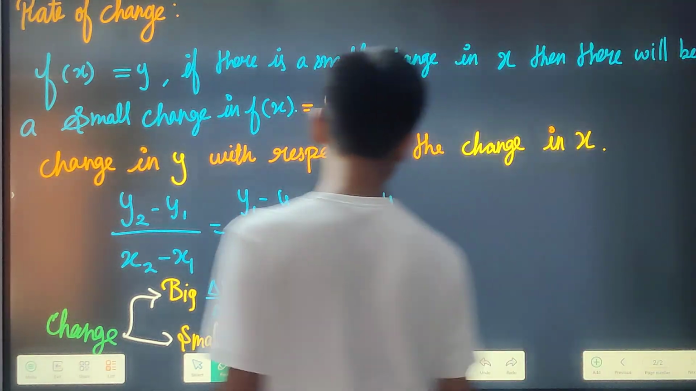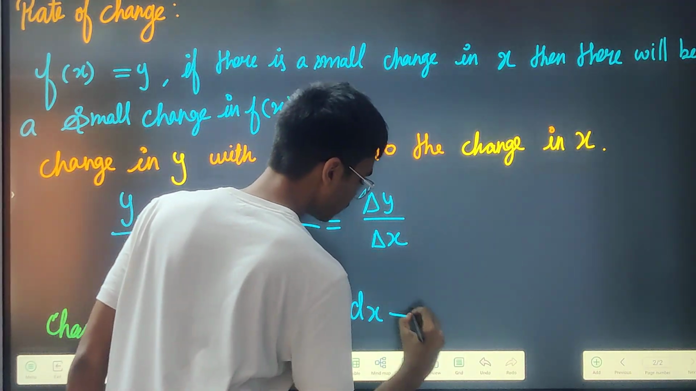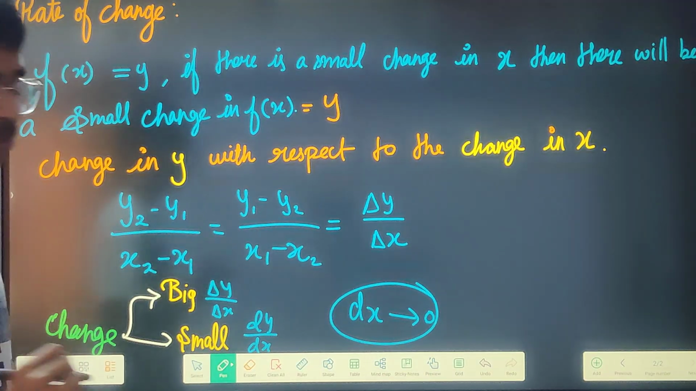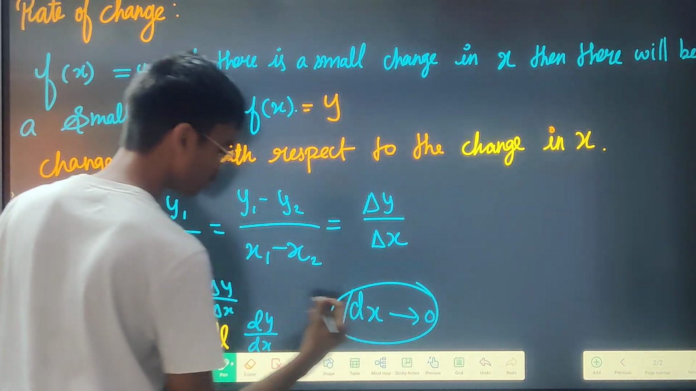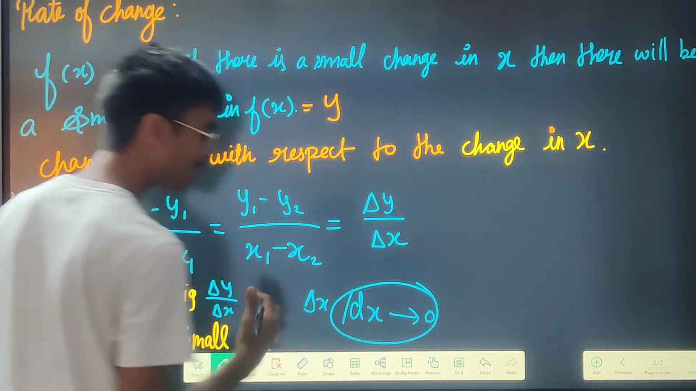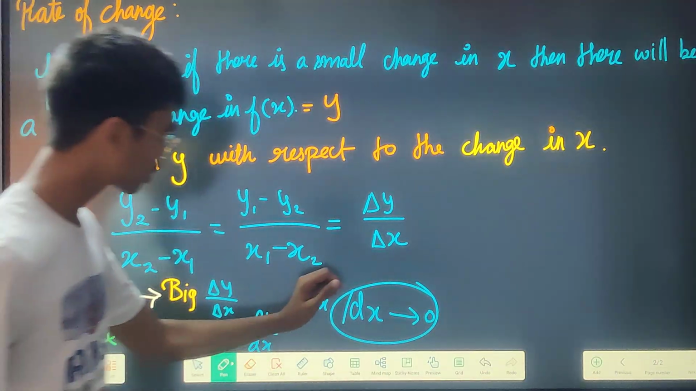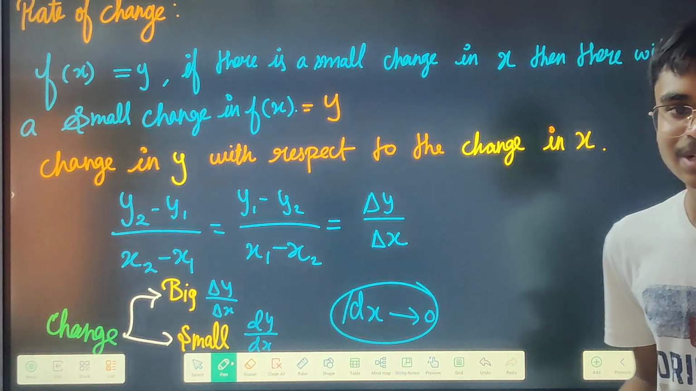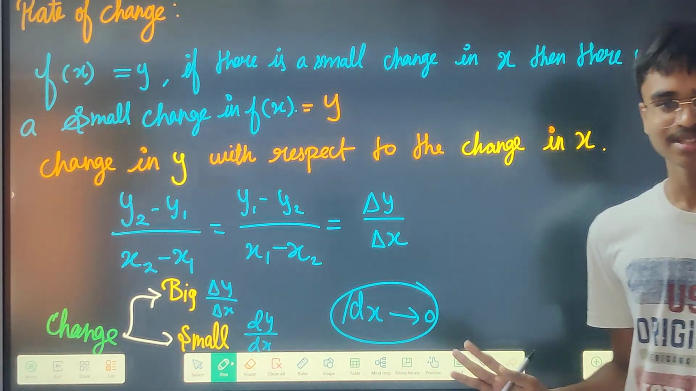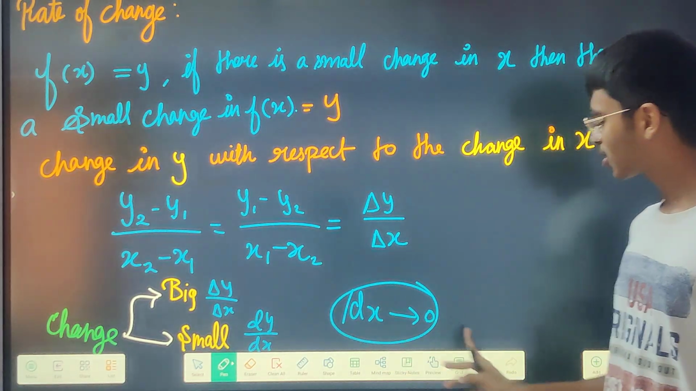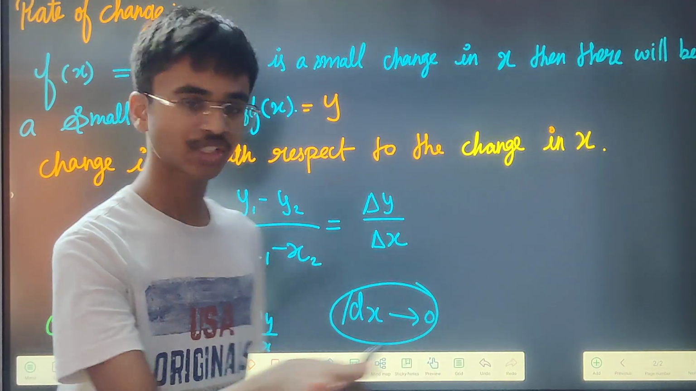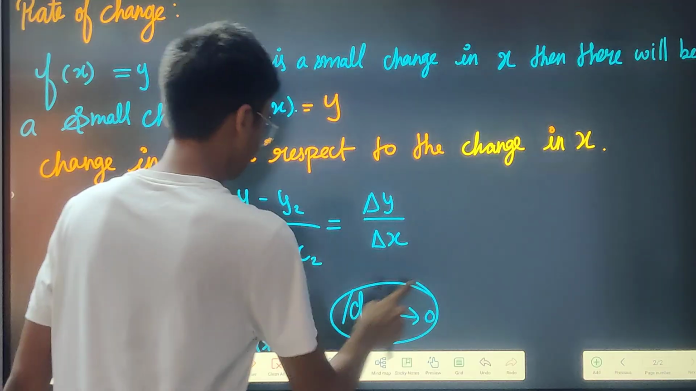So dx should be very small. That means what? dx should be tending towards 0. Delta x will not come. Delta means big. A big change in x cannot be tending towards 0, right? A small change value will be tending towards 0. That we all know. So dx should be tending towards 0. This I said very clearly in differentiability. You can go and watch there.